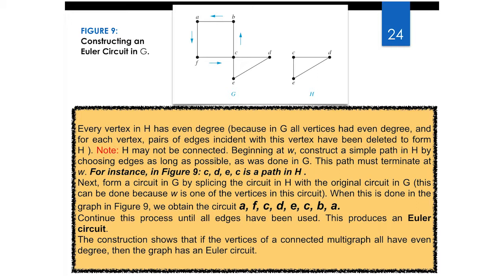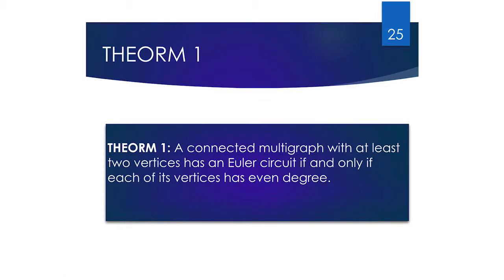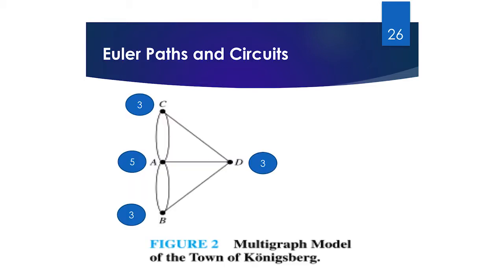The construction shows that if the vertices of a connected multigraph have even degree, then the graph has an Euler circuit. We summarize this result in the following theorem. A connected multigraph with at least two vertices has an Euler circuit if and only if each of its vertices has even degree.